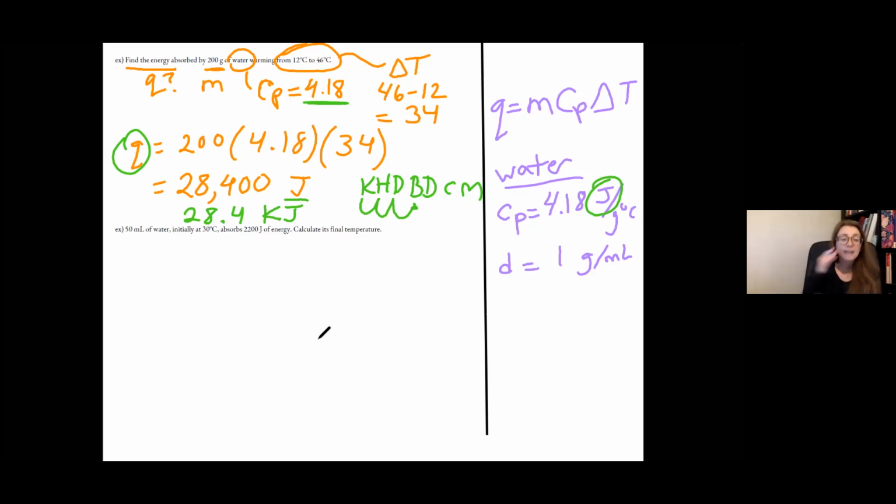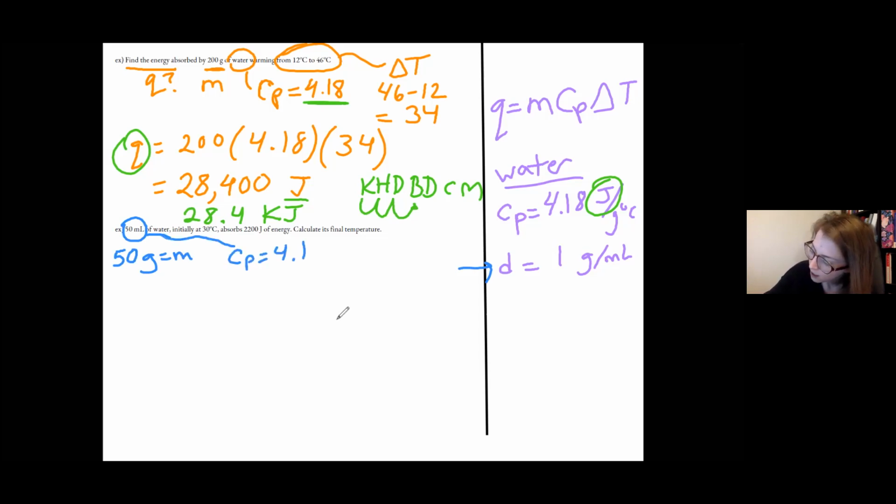Okay, next question. Again, let's look at all the information we have. So 50 milliliters of water. Since it's water and the density of water is 1 gram per mL, I know that 50 milliliters really means I have 50 grams also, and that's my mass. Since it's water, again, I know the Cp is 4.18. In some of the try problems you're going to do, it won't be water, but you'd be given a different Cp or you'd be finding the Cp.